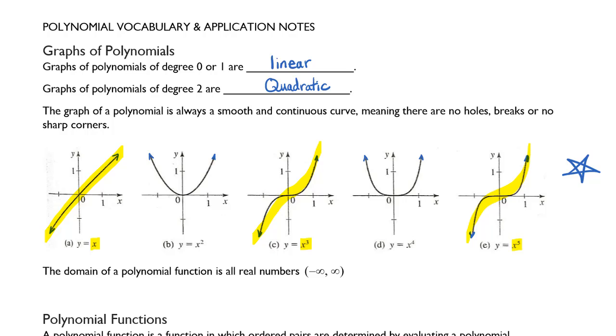Any even degree polynomial, like x squared and x to the fourth, starts in the top left quadrant and leaves in the top right quadrant. It has similar end behavior, meaning the arrows are tending toward the same general direction.